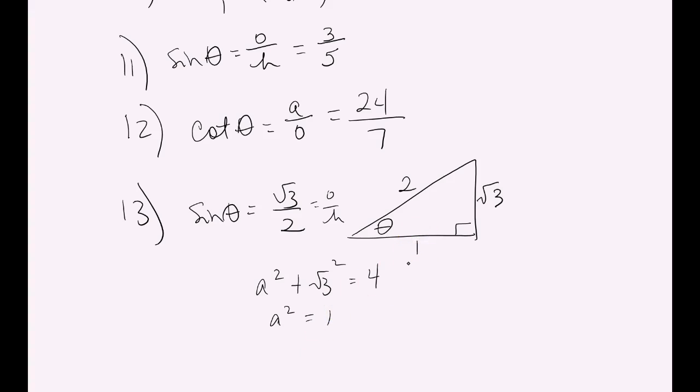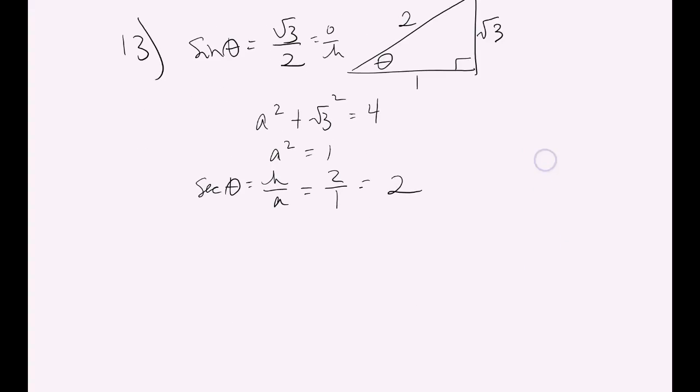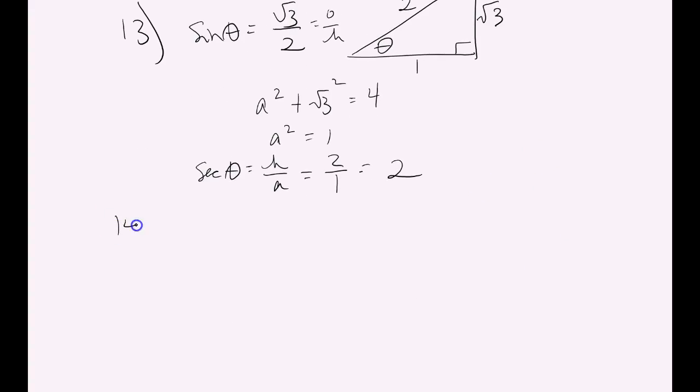Okay? So I find all the sides of my triangle. Now what does it even want? It wants the secant. So if it wants secant, secant is the reciprocal of cosine. And cosine is SOHCAHTOA, A over H. So this is H over A. And if that's the case, it's going to be 2 over 1. Yep, so 2. I'm getting 2 for number 13. Hopefully you guys got that.